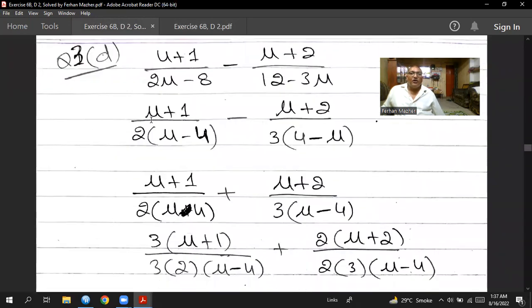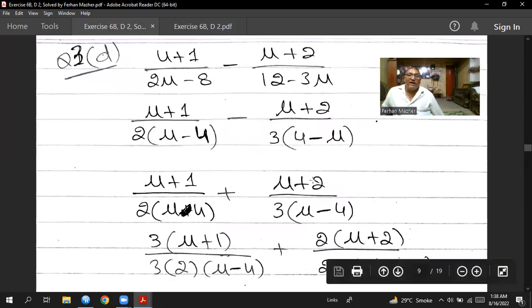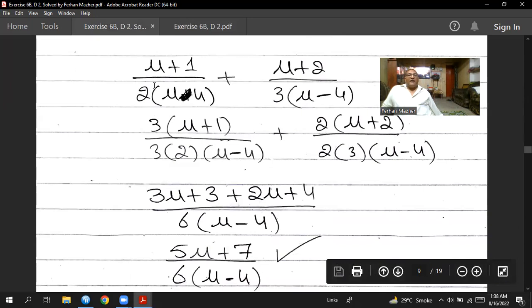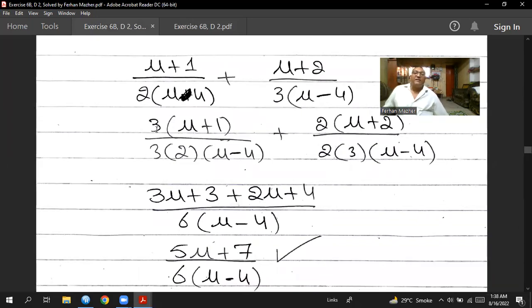Okay, so you can see here this is u plus 1 divided by, I have taken the 2 common from here, so 2 bracket u minus 4. From here I will take the 3 common, so u plus 2 divided by 3 bracket 4 minus u. These two brackets have a little difference of the sign, so I will take the negative out, so this will become u plus 1 divided by 2 bracket u minus 4. From here I will take a negative common, so this will become plus sign u plus 2 divided by 3 bracket u minus 4.